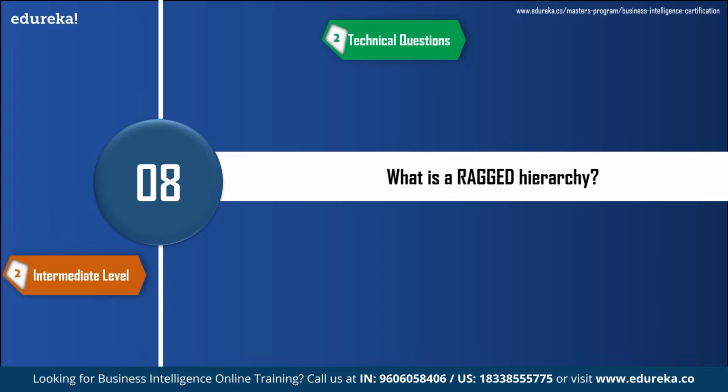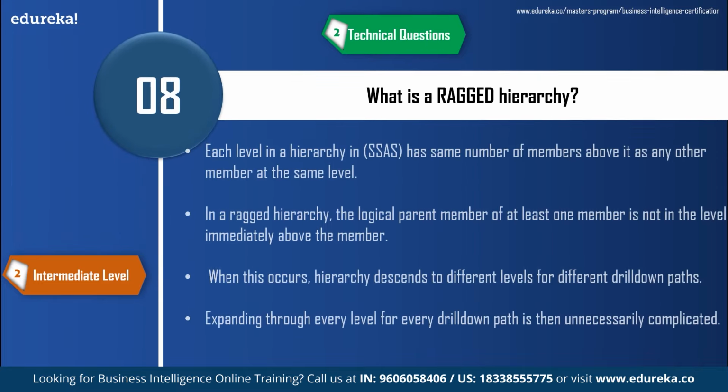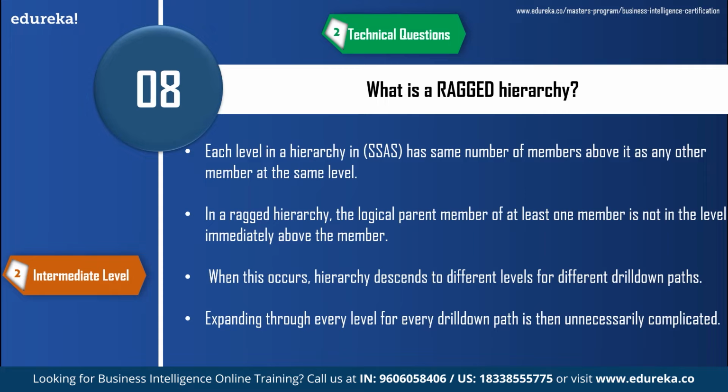Next, what is a RAG hierarchy? Now, under normal circumstances, each level in a hierarchy in Microsoft SQL Server Analysis Services, that is SSAS, has the same number of members above it as any other member at the same level. In a RAG hierarchy, the logical parent member of at least one member is not in the level immediately above the member. When this occurs, the hierarchy descends to different levels for different drill down paths. Expanding through every level for every drill down path is then unnecessarily complicated.